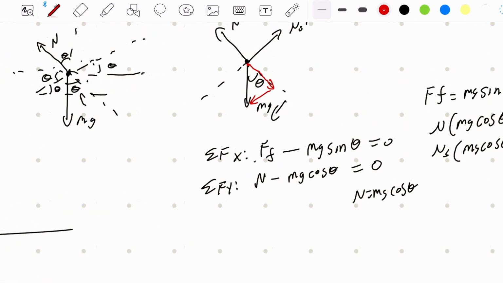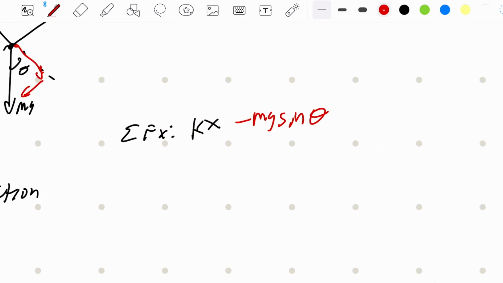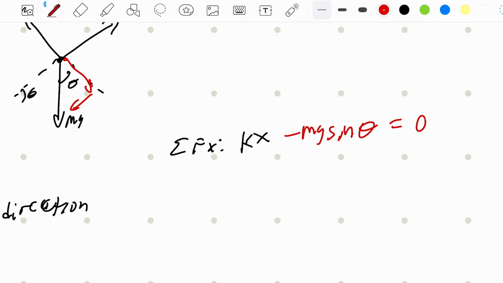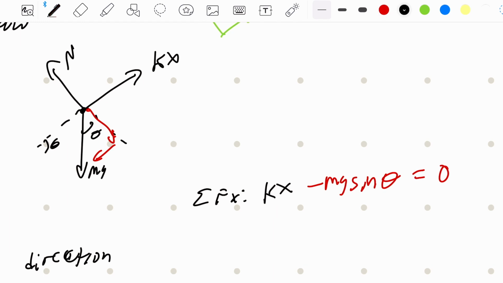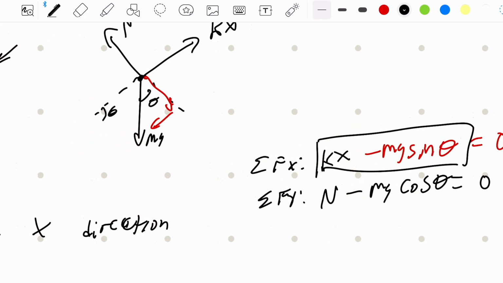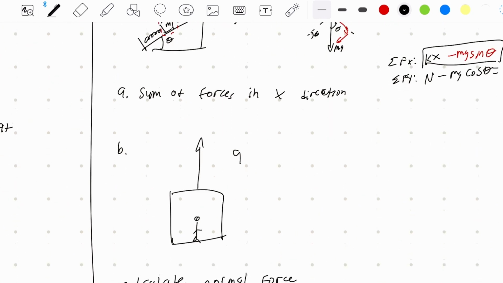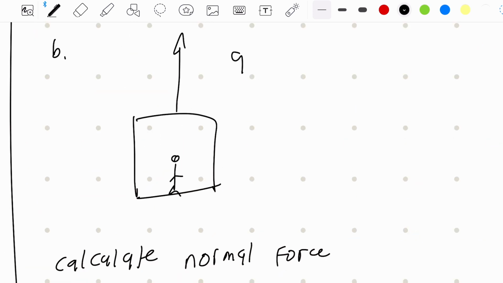And I just want to make sure I didn't mess that up. Nope, I didn't. So minus mg sine theta, this is equal to, we'll say this isn't moving, so this is equal to 0. And sums of forces in the y, we have N minus mg cosine theta, and this is also equal to 0. So the sums of forces in the x direction would be just this portion, which is kx minus mg sine theta.